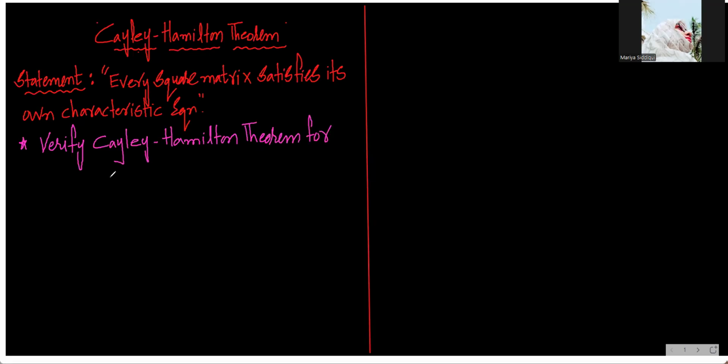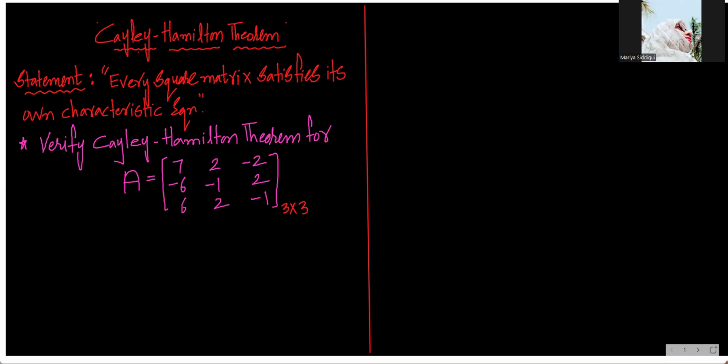For the Cayley Hamilton theorem, here one matrix is given. Capital A is equal to 7, 2, -2, -6, -1, 2, 6, 2, -1. Tell me what is the order of this matrix? 3 by 3, three rows and three columns. So if it is a square matrix, definitely this matrix satisfies its own characteristic equation.